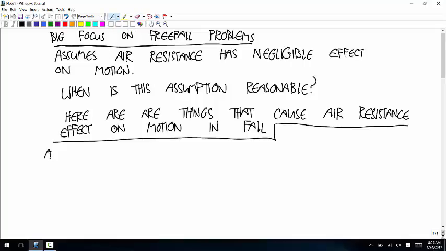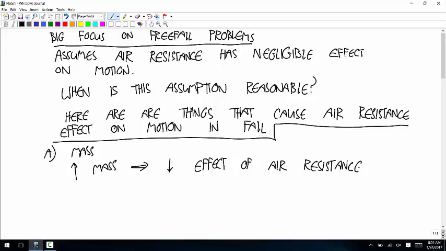Okay, so the first thing is an object's mass. If all the other things that I'm going to talk about stay the same and the mass is bigger, a larger mass means a reduced effect of air resistance. The reason is that the drag force is overwhelmed by the weight force.